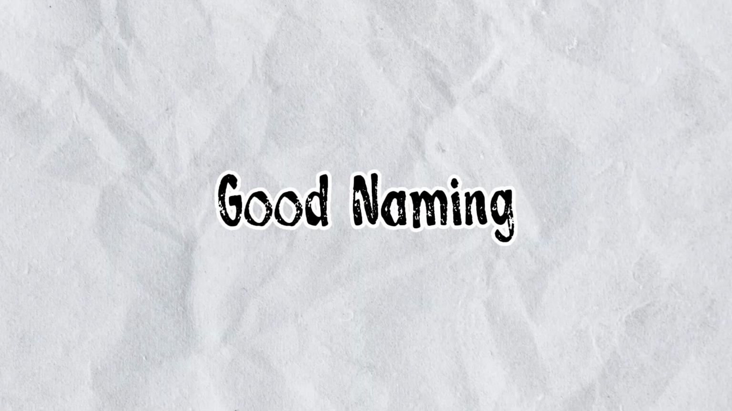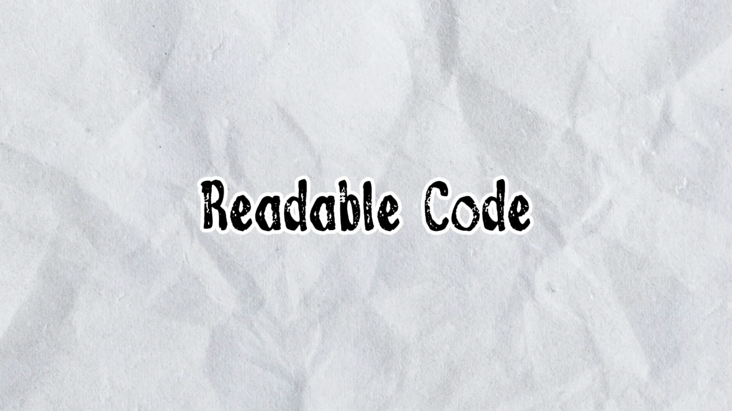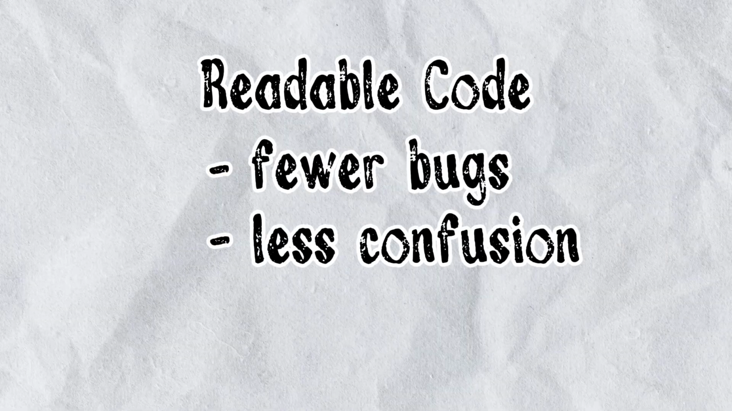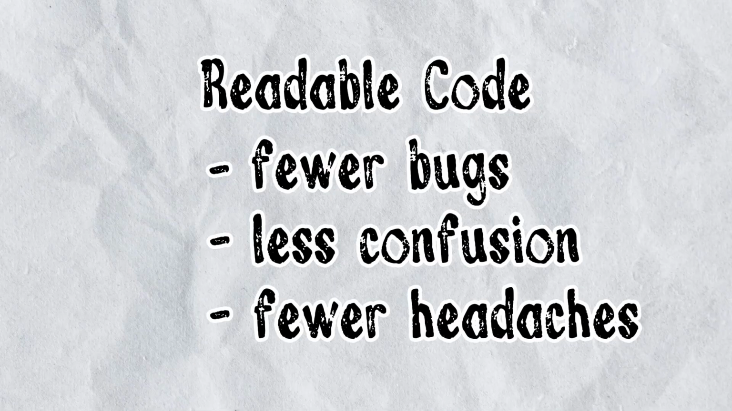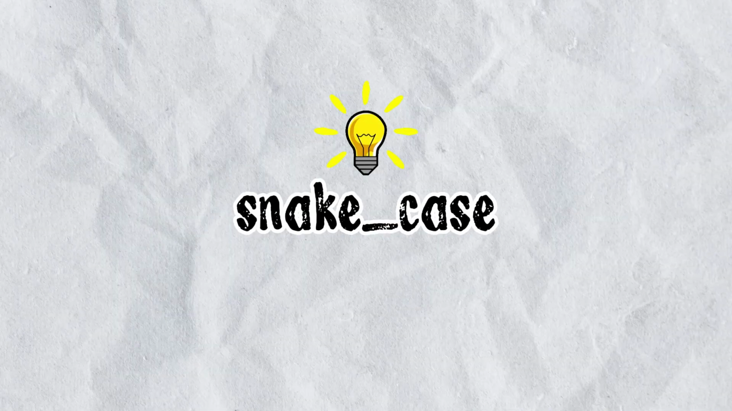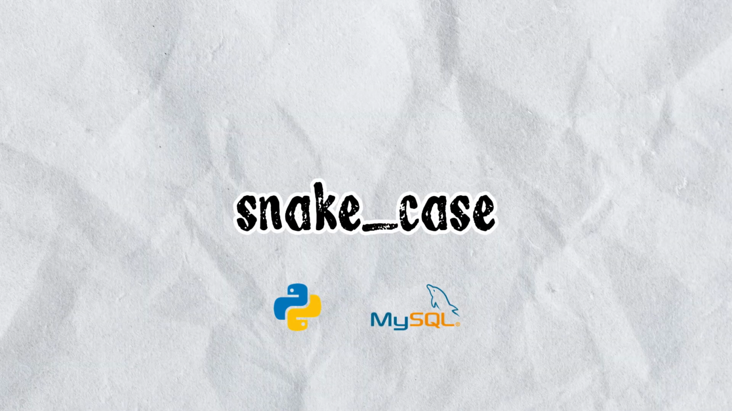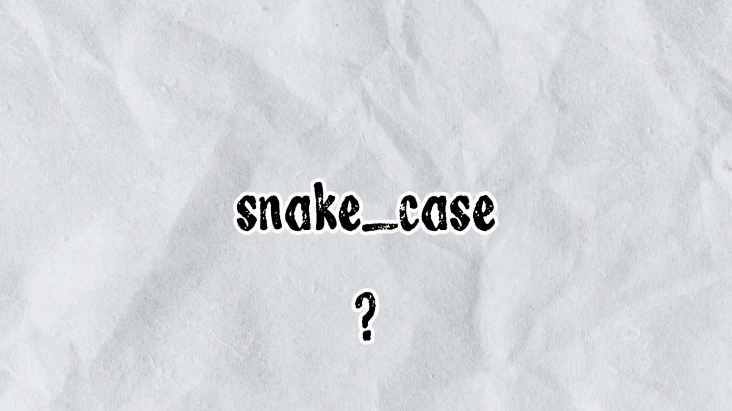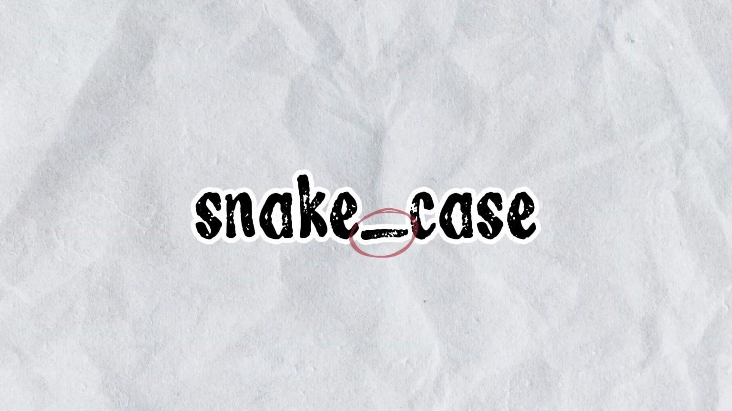Good naming brings about readable code, while unreadable code brings about more bugs, confusion, and headaches later. Now, what are the naming conventions in programming? Number one, we have the snake case. It looks like this. It is often used in Python and SQL. How is it identified? It is easy to read because of the underscores.